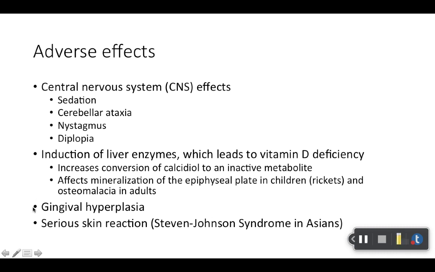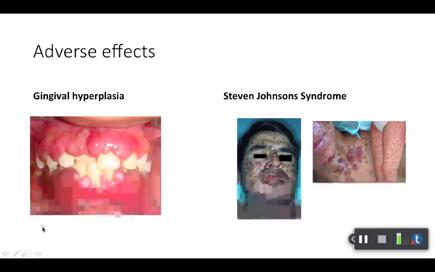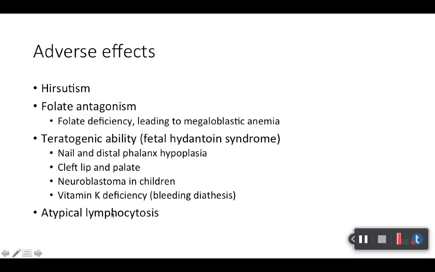Rare but serious, we have gingival hyperplasia and SJS, Stevens-Johnson syndrome, especially in Asians. You have to be concerned about that one in that population more so. There's a genetic variation there where they can be more sensitive to having this SJS reaction. So these two are rare but serious, and ones that you probably will see on your board. Here's some visualization of SJS, a really bad reaction. You probably heard about it and learned about it in ICM, I'm assuming. And gingival hyperplasia just means an overgrowth of the gums, so we have an image of that there.